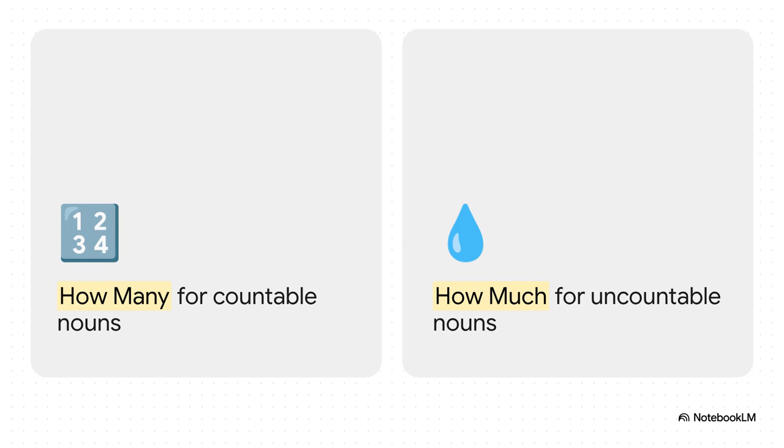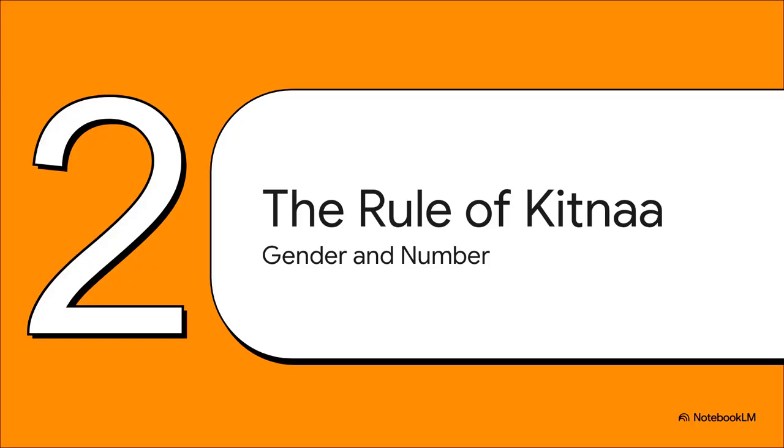But before we start translating, let's just quickly look at how we actually do this in English. We use how many for countable nouns, right, like dogs or books, and we use how much for uncountable nouns, like water or money. Definitely keep this in mind, because Hindi approaches this in a beautifully logical, though sometimes slightly surprising way. Because yes, in Hindi, even your cup of tea has a gender. Okay, let's dive into this with Section 2, the rule of kitna, looking at gender and number.